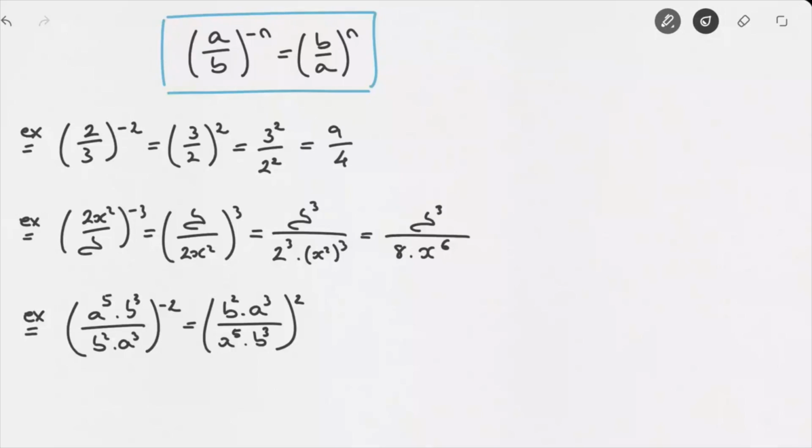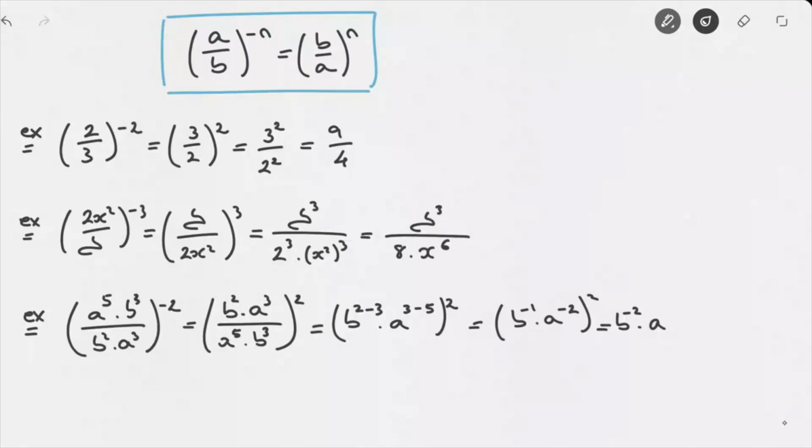We can now use the laws of exponents we know and simplify the terms inside the parentheses, leading us to b to the power of 2 minus 3, as well as a to the power of 3 minus 5. All of that raised to the power of 2. This leads us to b to the power of negative 1 times a to the power of negative 2 raised to the power of 2. Now, distributing the 2 across the parentheses leads us to b to the power of negative 2 times a to the power of negative 2 times 2, which is negative 4.